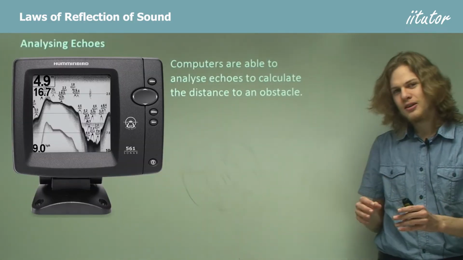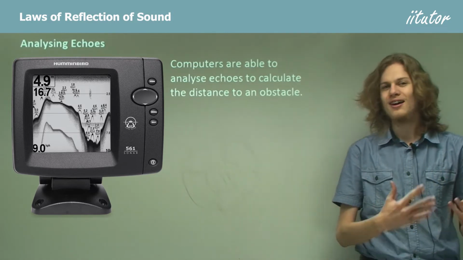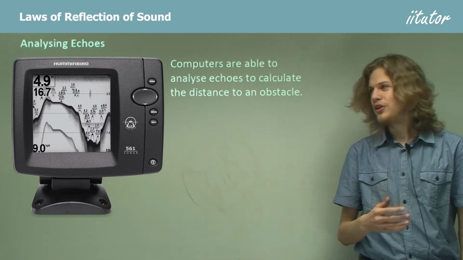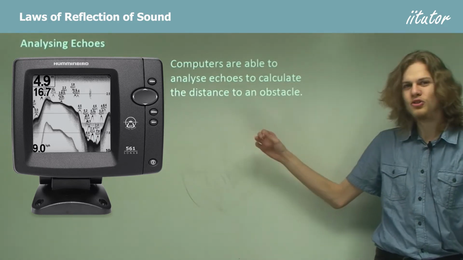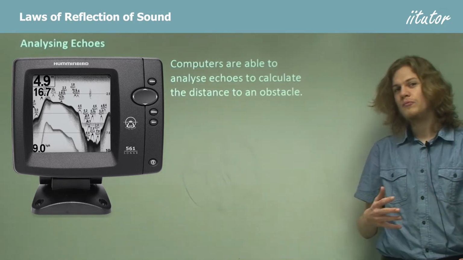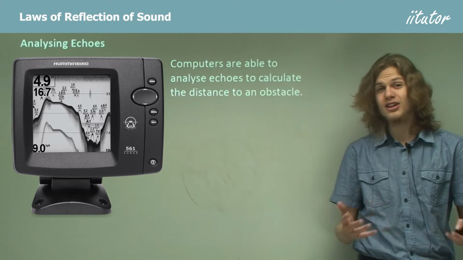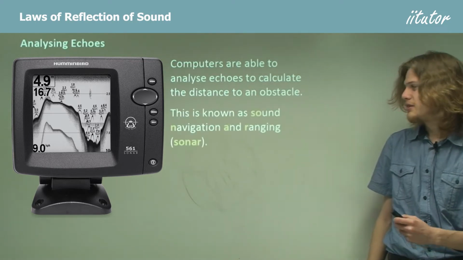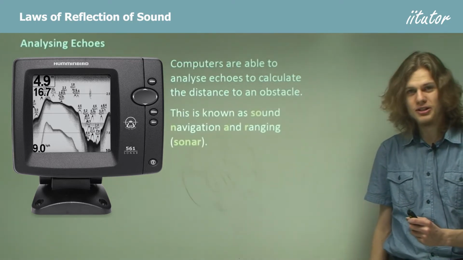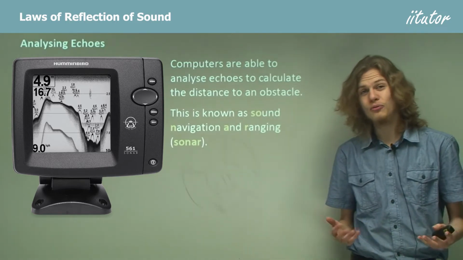Now it turns out that we can use echoes in order to figure out information about our environment. And the best way to do this is with a computer, because it can be very difficult to analyze those echoes with our own ears. This is given a special name when we use sound waves or echoes to navigate. We call it sound navigation and ranging, which normally is shortened to sonar. You might have heard the term before.